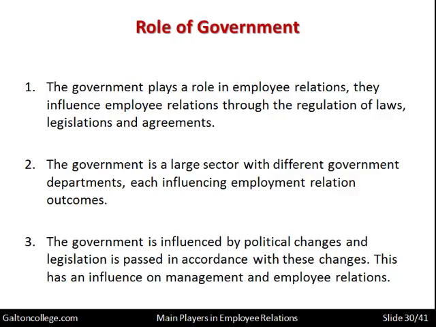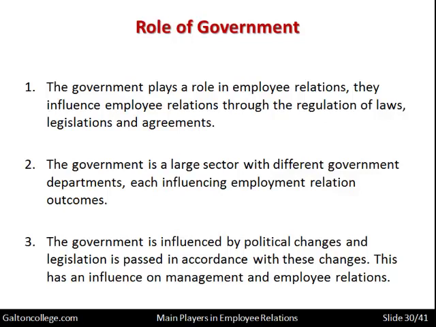The government is influenced by political changes, and legislation is passed in accordance with these changes. This has an influence on management and employee relations. Within the political system, we have governments who are, let's say, very pro the trade union movement and will want to initiate laws that support the trade unions. Then again, we'll have governments who are perhaps not so pro the trade unions or more pro business and will want to institute laws that are more pro business. These are political opinions and political backdrops upon which decisions are made.